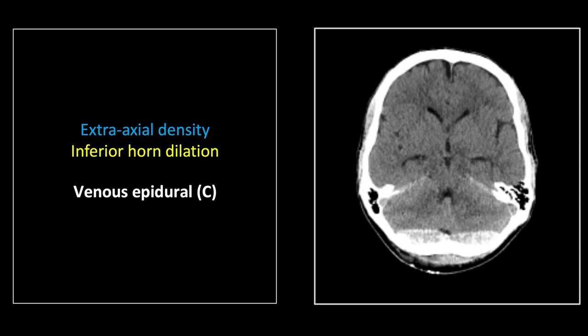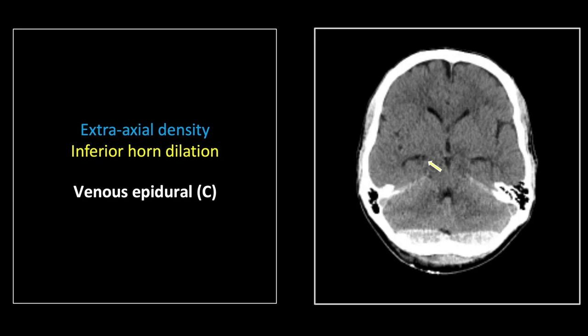So our last case is a venous epidural related to transverse sinus injury. This one does in fact cross the midline, as many but not all of these posterior fossa venous epidurals do. You can see there the extra-axial density, and again we have dilation of the inferior horns. This is most likely an early manifestation of hydrocephalus rather than specifically indicating the presence of an extra-axial mass effect.